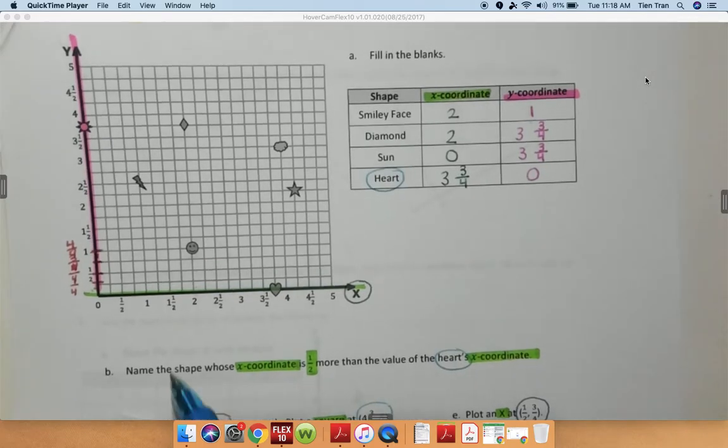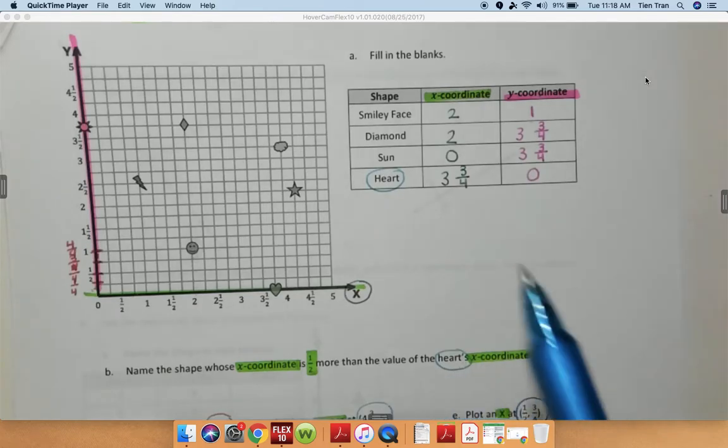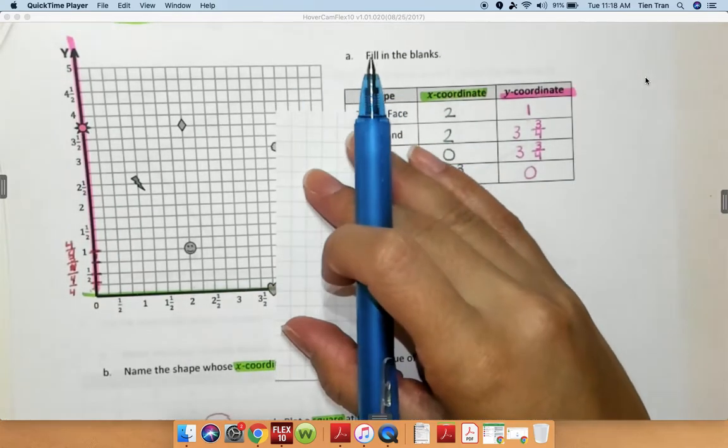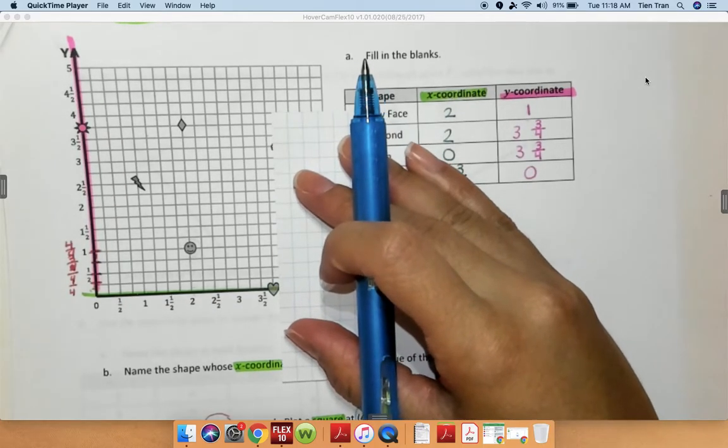Is that what it's asking? Name the shape whose x-coordinate, so this x-coordinate, is 1/2 more than the value of the heart's coordinate. Oh, okay. So we're going to go over 1/2.